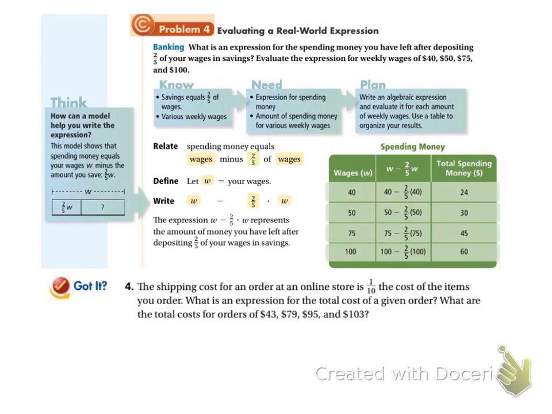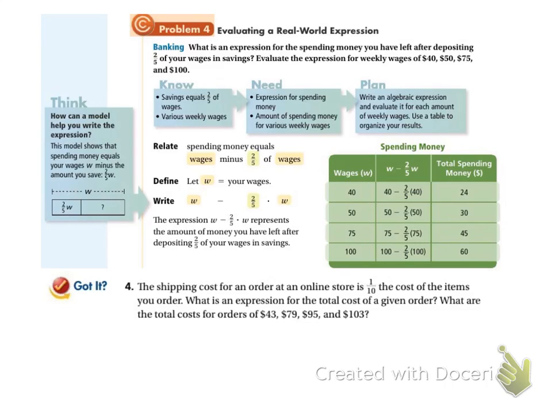So we're going to start by making an algebraic expression. So it's going to have a variable in it. And then we'll evaluate it for each of the amounts that they gave us. So we're going to take however much we got paid, and then we're going to subtract 2/5 of that. So if we let W equal our wages, how much we get paid, our expression is W minus 2/5 times W.